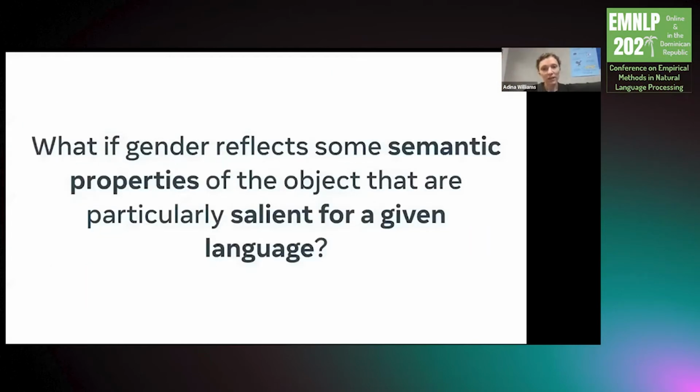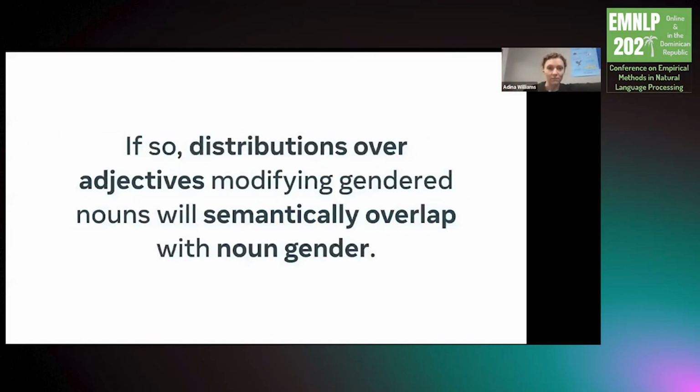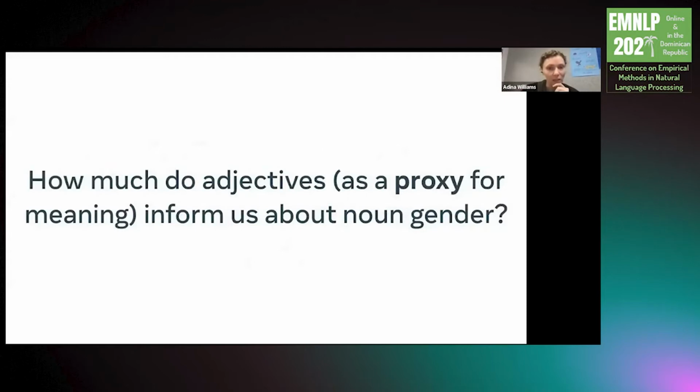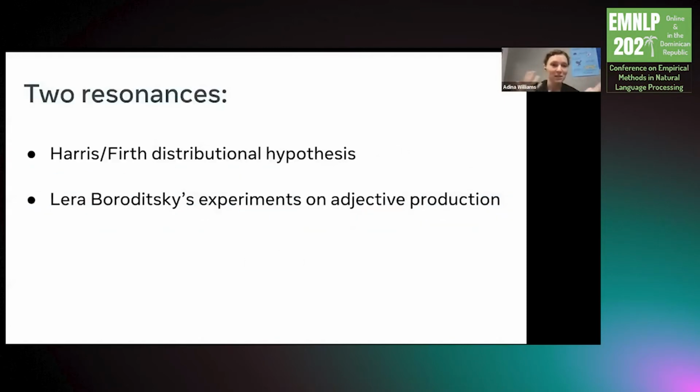So what if gender reflects some semantic properties of the object that are particularly salient for a given language? Let's say the way that people talk about pumpkins in Spanish and German are different. Then we might expect that the occurrences of different adjectives that go with the word pumpkin will also be different. So the distributions over adjectives which modify nouns, let's say nouns that are split into different genders, might semantically overlap with noun gender. It's possible that the gender on the particular noun will have some correlation with the types of adjectives that are used for that noun. That's the sort of thing that we want to measure as our proxy of meaning. So how much do adjectives inform us about noun gender? That's the main question. And if you're listening to me talk about this, you might be thinking of other resonances in your head in the domain of linguistics, potentially Harris's distributional hypothesis, right?